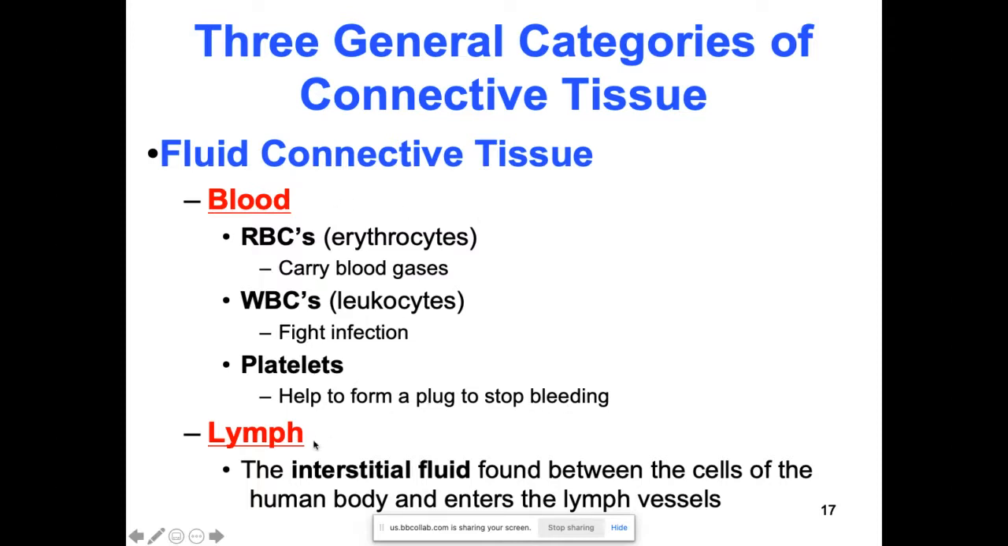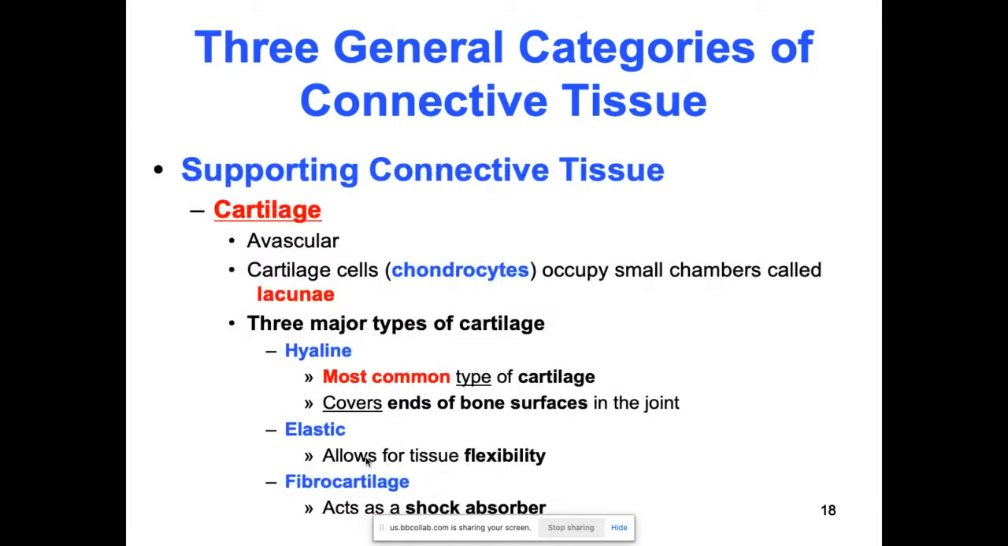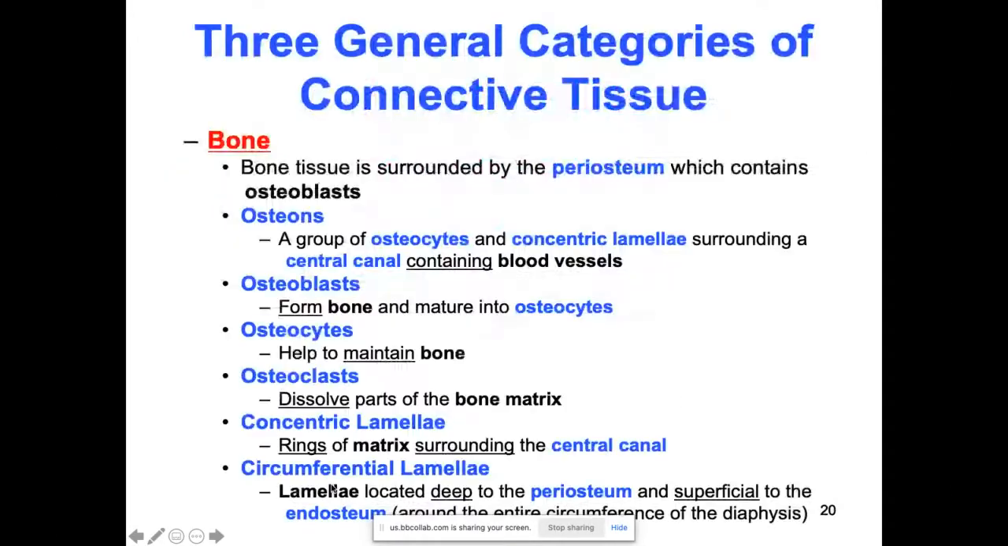Lymph is also liquid connective tissue, and it is the interstitial fluid that's found between the cells of the human body, and this enters the lymphatic system or lymphatic vessels to clean it out. It's called lymph. It is really the interstitial fluid that is being purified and cleaned and returned back to general circulation. And then we spoke about the cartilage before, hyaline, elastic, and fibrocartilage. We went through that. Let's talk a little bit about bone, which is also under connective tissue.